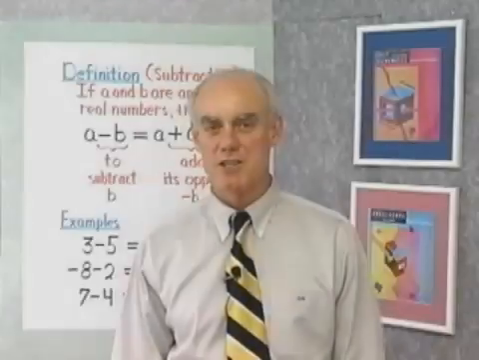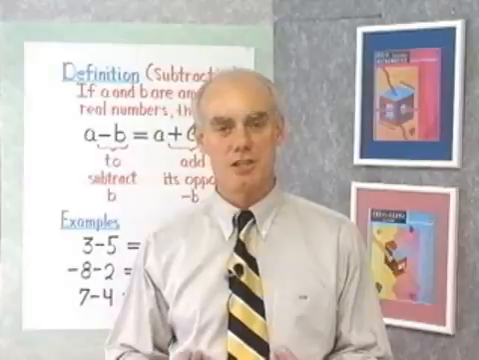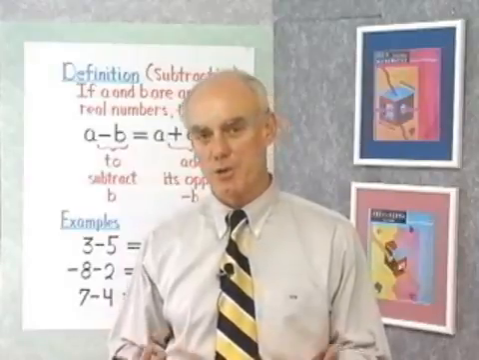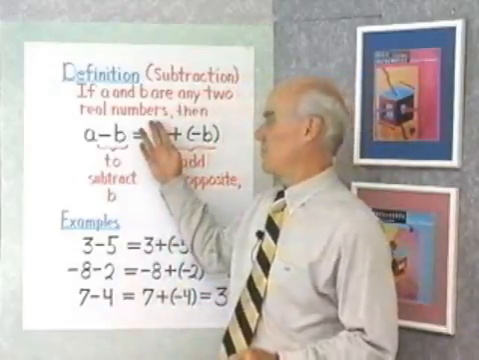Now we're going to do subtraction with negative numbers, and what we're going to do is simply define subtraction in terms of addition. That way we won't have any new rules to make up. So what I'm going to do is define subtraction as addition of the opposite. And the definition reads like this.